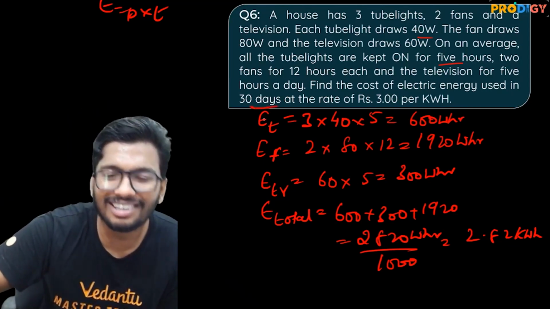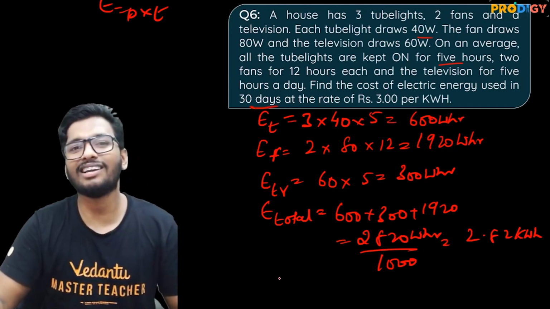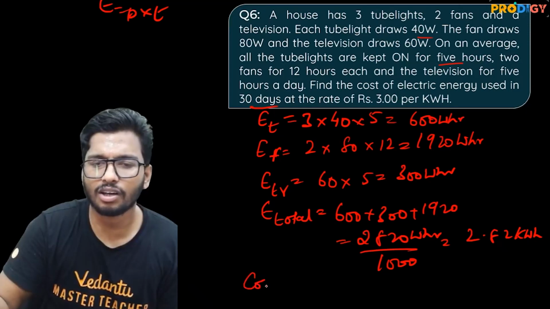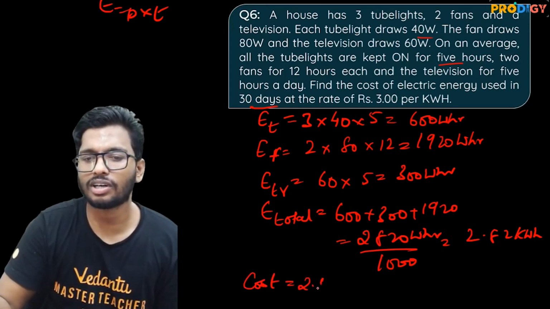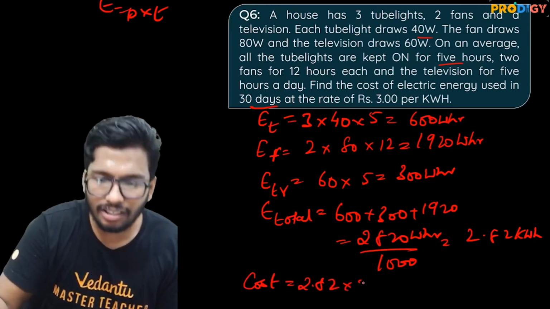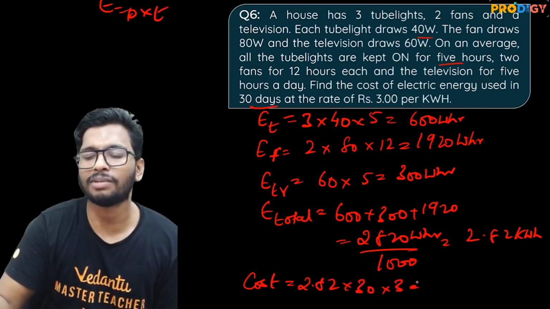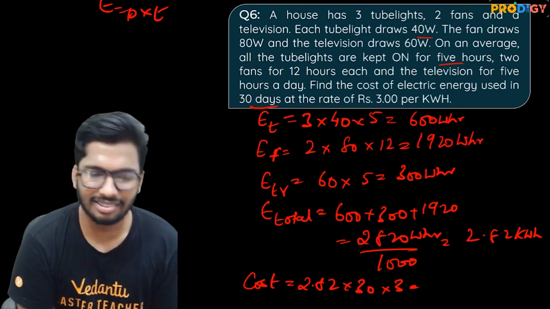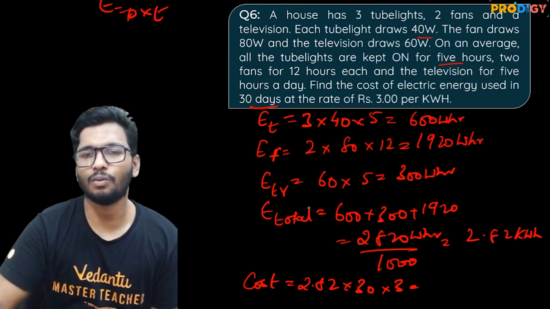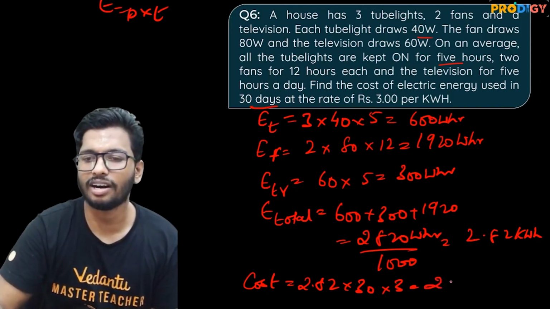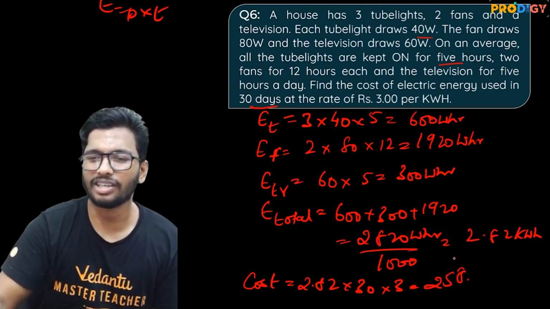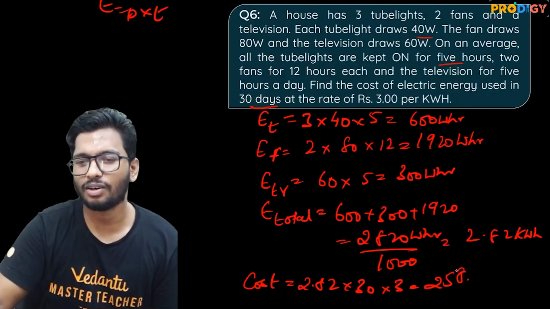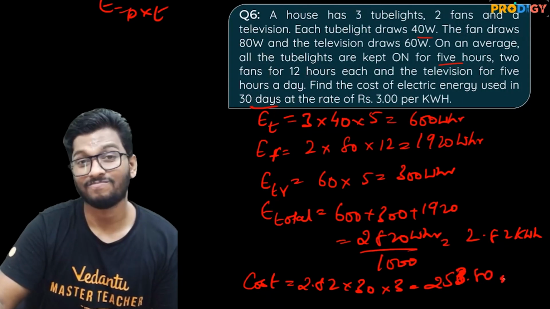They are asking you for 30 days then. So what is the total energy consumed at the end of 30 days? Or let's calculate the cost now. So what is the cost? Cost is equal to total energy consumed per day into 30 days into 3 rupees, because the cost of each kilowatt hour is 3 rupees. So if you multiply this, you will get the answer as something around 258 point something, if I'm not wrong. 253.8. So you'll get it as 253.80.